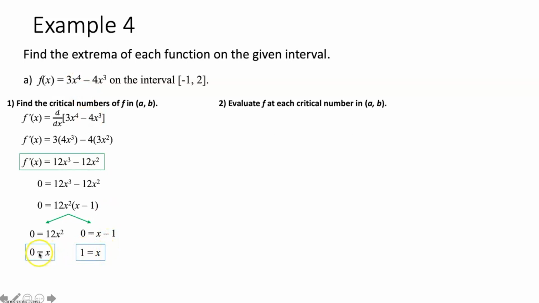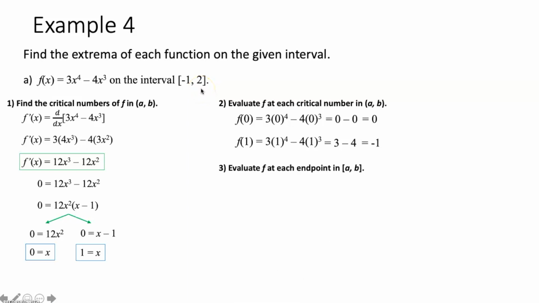I'm going to then take those critical numbers, plug them back into the original function, and get the y values that go with them. So let's plug in 0 to the original function. I simplify, and I get a y value of 0. Let's plug in 1. If I take 1 and plug it into the original function, I simplify and I end up getting a y value of -1. So these are my two y values for my critical numbers. But again, because it's a closed interval, I have to test my endpoints as well. So I'm going to take -1, plug it in the function for x, and simplify. And when I do, I end up getting 7. I'm going to take 2, plug it in the function for x, and simplify. And I end up getting 16.